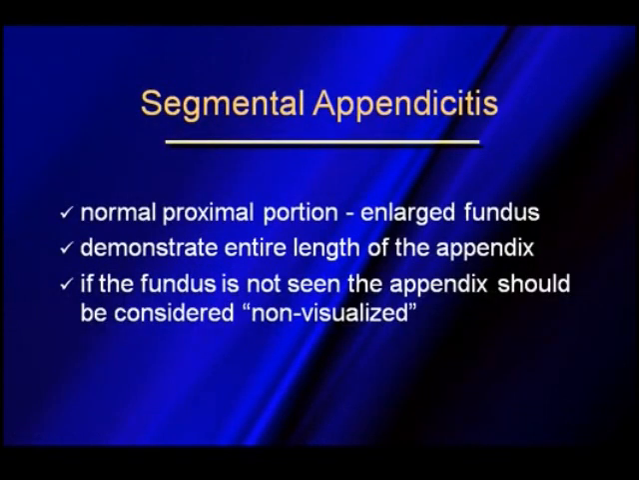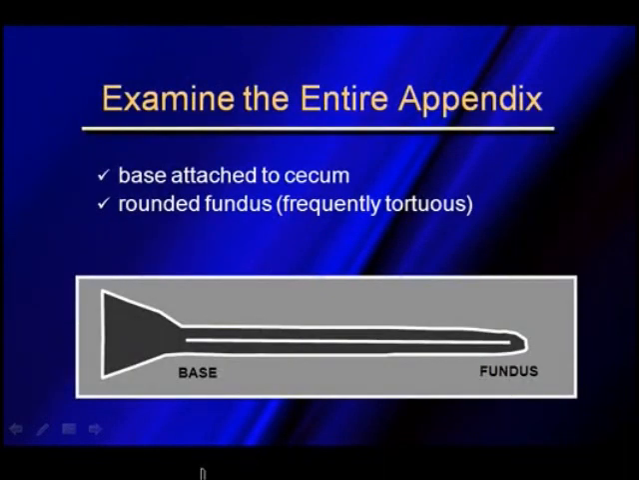Segmental appendicitis, as I mentioned, it's very important to make sure you scan the entire length of the appendix. What we'll see is that the proximal portion of the appendix is normal, but the fundus, or the tip of it, is what is enlarged. So if we cannot identify the fundus, we basically have to consider the exam as being incomplete or non-visualized. So here's just a diagram of what it will look like. A normal appendix, this would be the cecum, and in a normal appendix, you want to make sure that you can scan it and see all the way to the fundal tip.